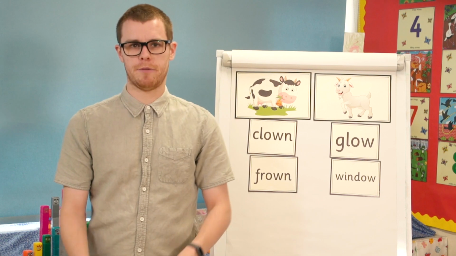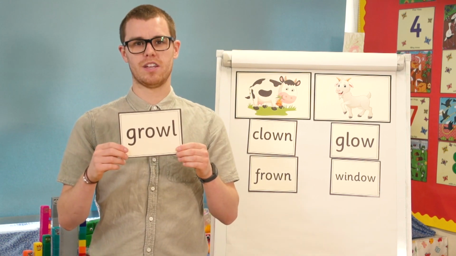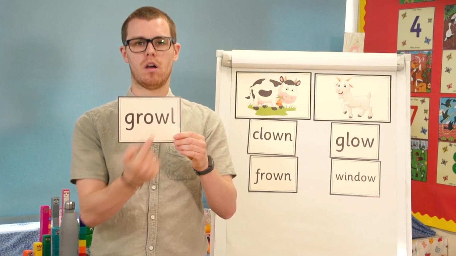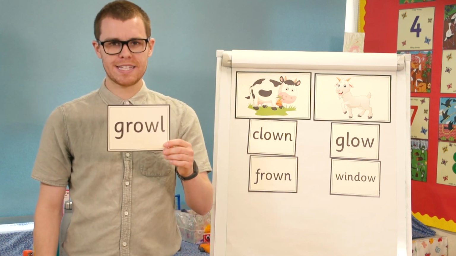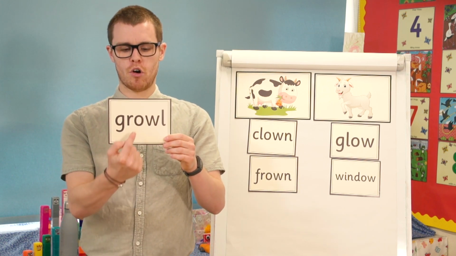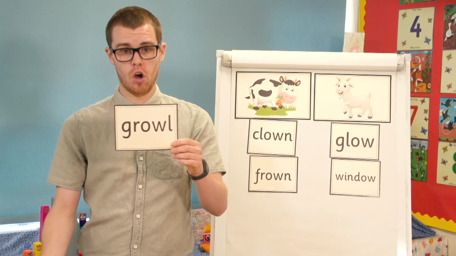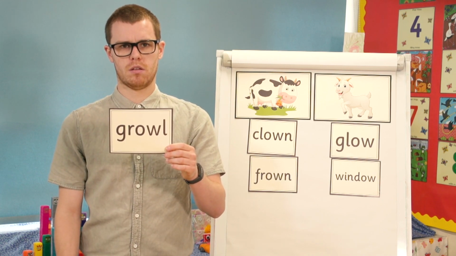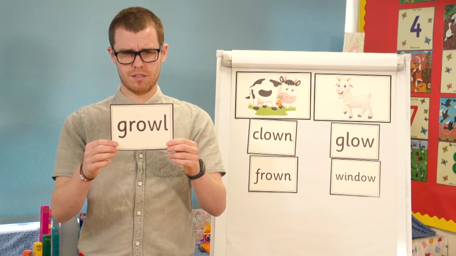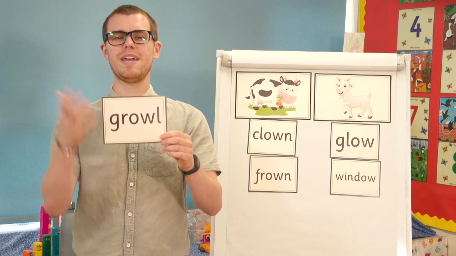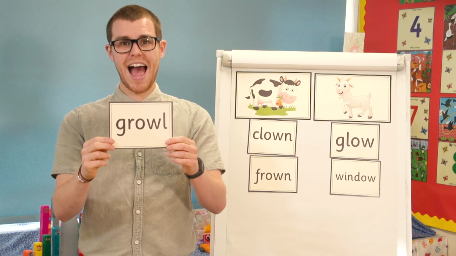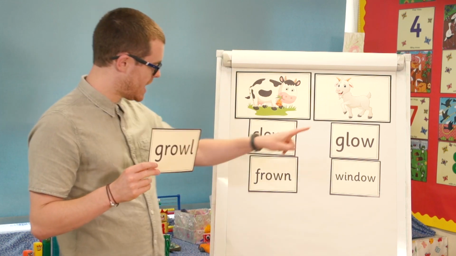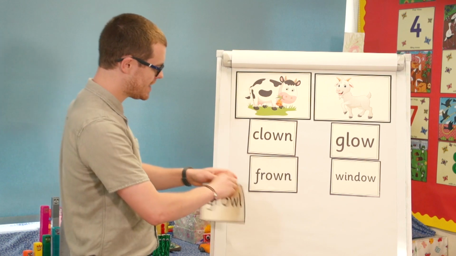Now let's look at another word. This is the word. Read the word. O or ow? Help me to work it out. Is it g, r, ow, l or g, r, o, l? Well, growl? That doesn't sound right. Oh yes, it is growl. Animals growl like this. Grrr. So I'm going to place it here, under the cow.